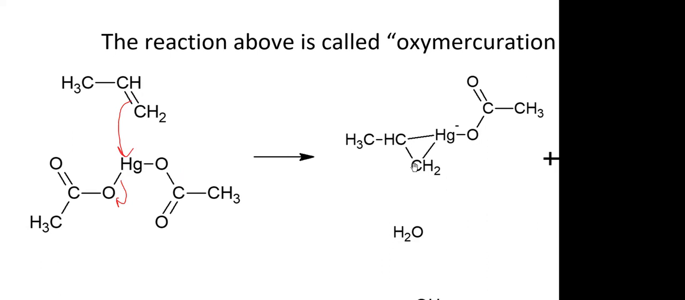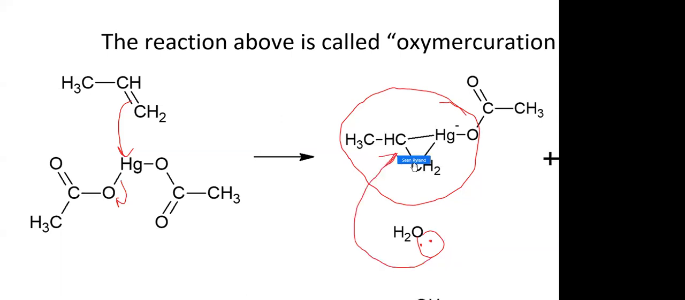So there was our first step, and here's that intermediate we get off as our product here, and it's usually drawn as a three-sided ring, just so that it doesn't look like a carbocation, so you're not tempted to rearrange it. But the bond to the more substituted carbon is going to be notably weaker, which means our next step, which is another nucleophilic attack, is going to look like that.